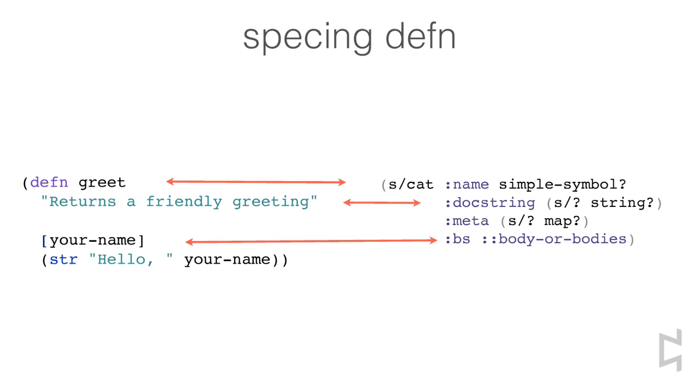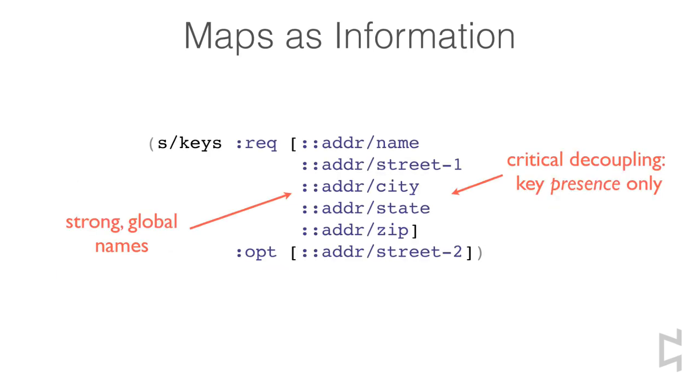Also, notice that this demonstrates the ability to choose how precise you want to be. Is s/? map the most precise thing we could say about metadata? No, there are pretty precise rules about what can go in metadata, right? So we could be more precise here. I'm not saying that this is the most precise thing. And this is the great thing about spec, right? You don't have to be completely nailed down. Certainly when specing something, I don't want to reject a valid thing, especially in the syntax helper, right? This is helping you write programs by telling you when you get defun syntax wrong.